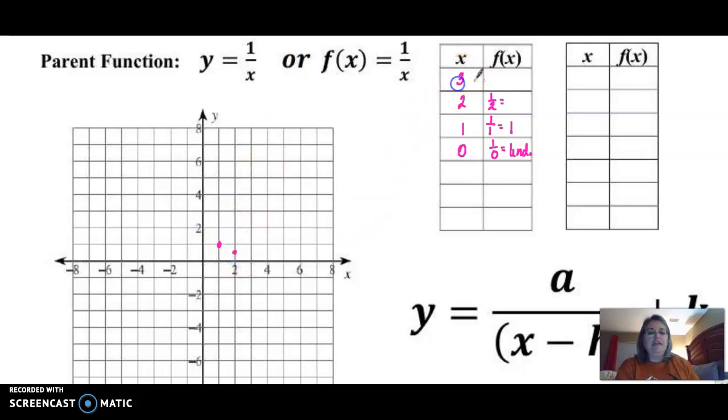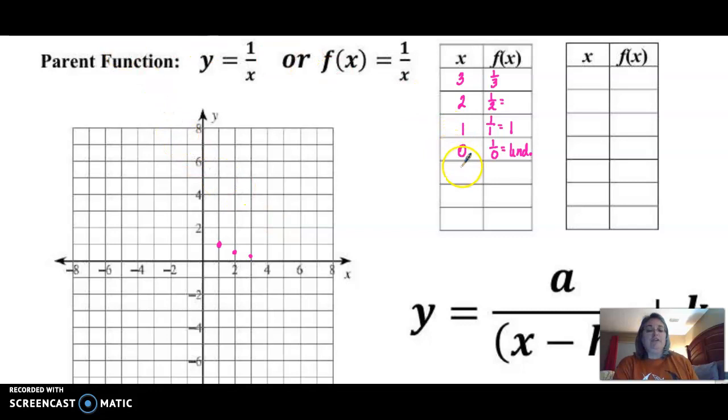And then when I plot 3, I would get 1/3. So 1/3 is going to be really close. 1/4 would be even closer. 1/5 would be even closer. 1/6 would get even closer. But would it ever actually touch that axis the bigger the number gets? Well, even if we went to 100, that would be 1 over 100, or 1/100th, and it's not actually 0. So we won't ever actually get to the axis.